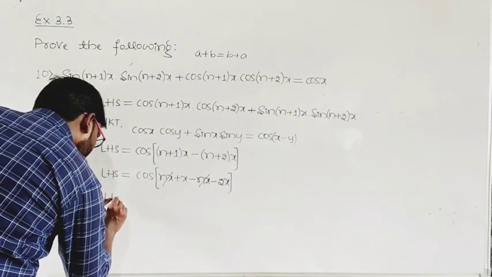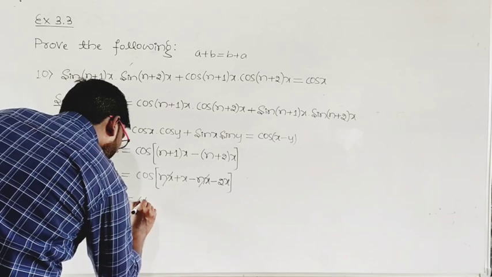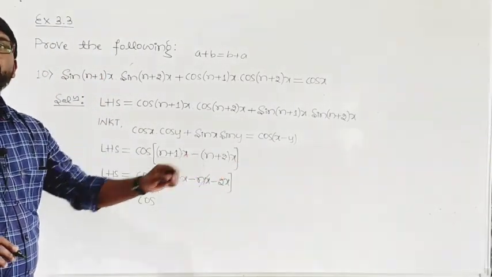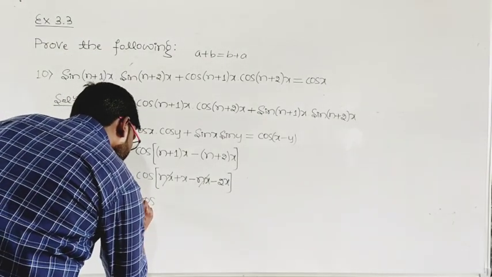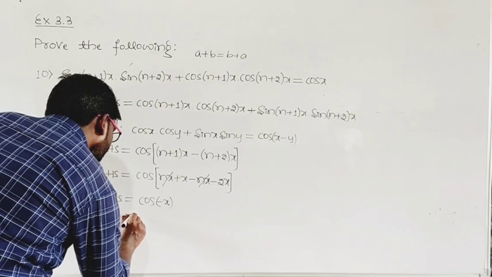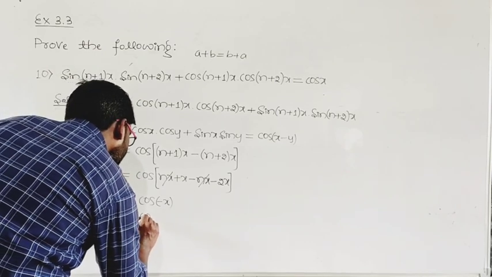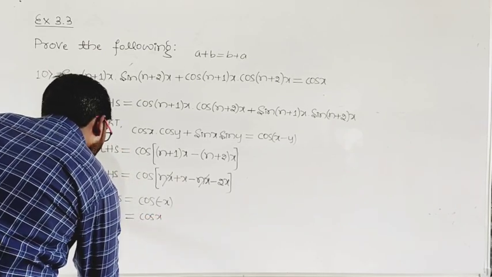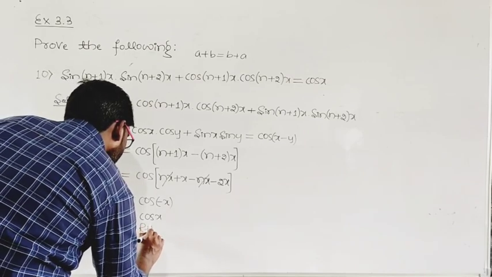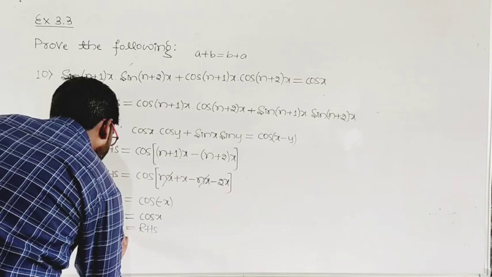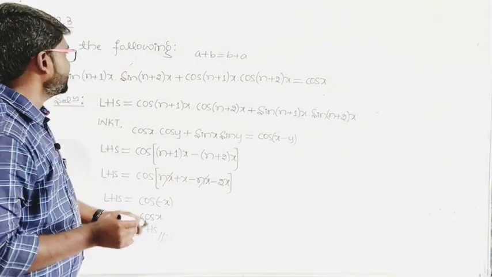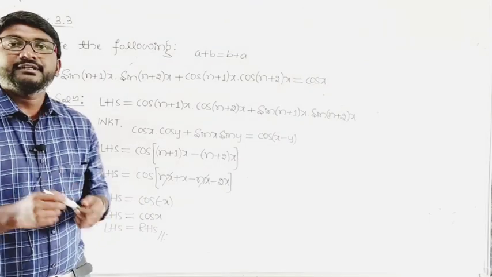LHS is equal to cos of x minus 2x. x minus 2x will be minus x. We get cos of minus x. What is cos of minus x? It is cos x. So this is the required RHS. Here we have proved that the left hand side is equal to the right hand side. This is all about the 10th problem.